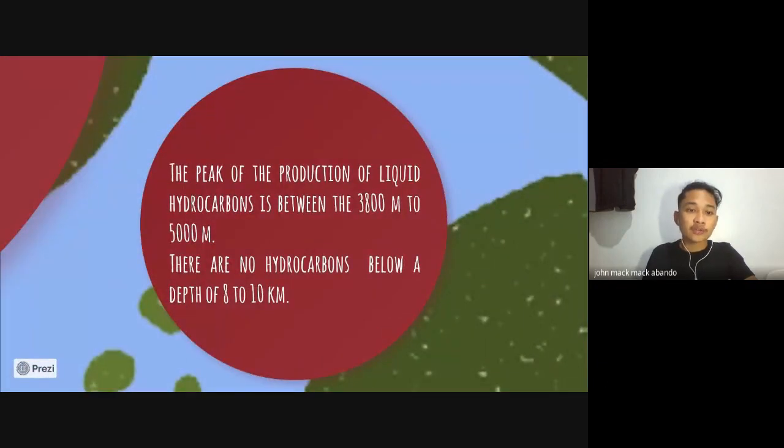The peak of the production of liquid hydrocarbons is between 3,800 meters to 5,000 meters. There are no hydrocarbons below a depth of 8 to 10 kilometers. Because of the intense temperature, hydrocarbons are broken down at that range.